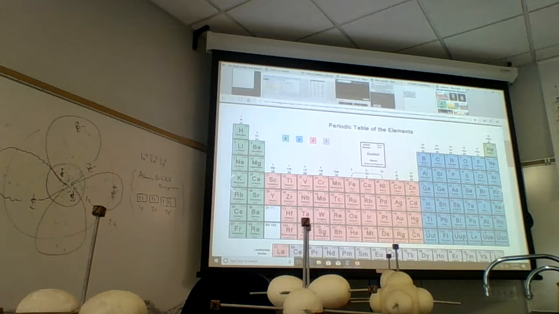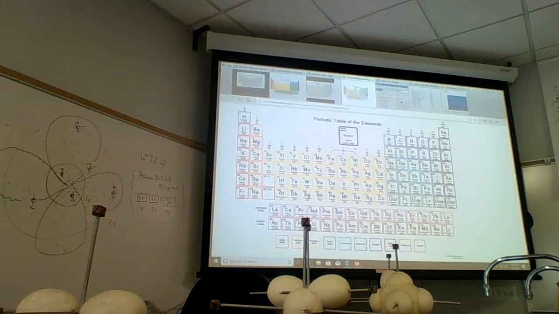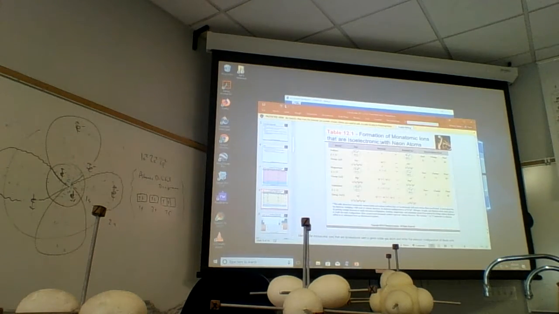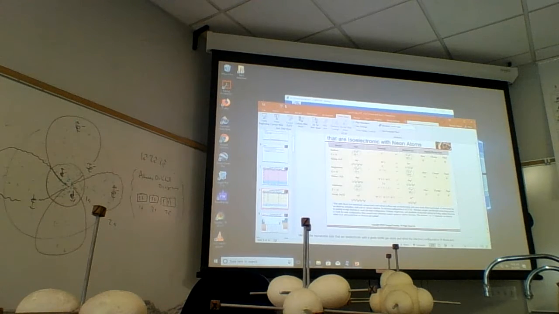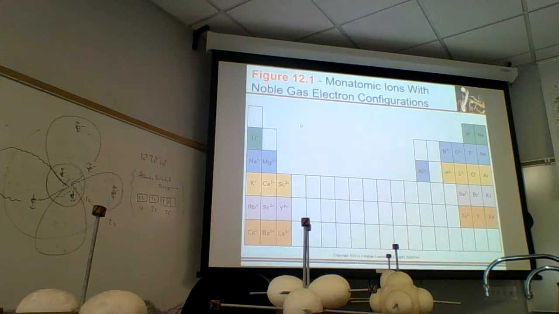All right, so what happens? Well, we form the ions. Why do we form the ions? We form the ions so that we can form ionic bonds. Ionic bonds are stable. The ions alone aren't necessarily going to be the most stable. Here we can see the ions. This is pretty much from the periodic table.